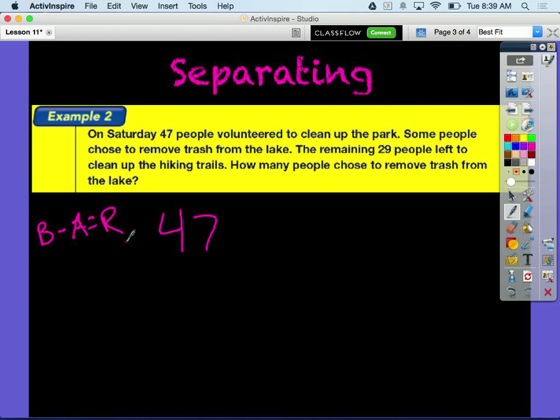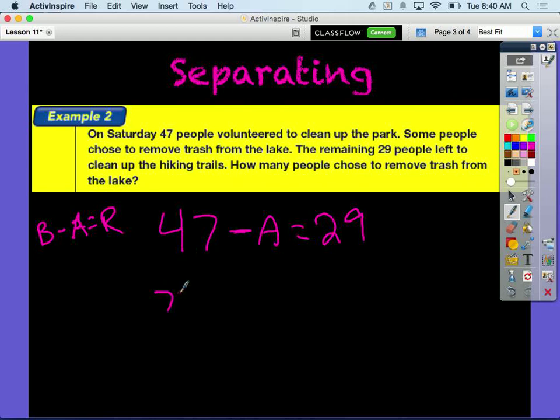I don't know how many people I'm taking away because it says some people chose to remove trash. Okay? And our question asks how many people chose to remove trash. Okay? So we're going to look for this A. Okay? And the remaining, it says there remain 29 people. Now, remember, if we're missing this number in a subtraction problem, okay, we are going to still subtract. Because remember, this 47 is what we call our big number, minuend, okay? So we're going to take that big number minus one of our other numbers.